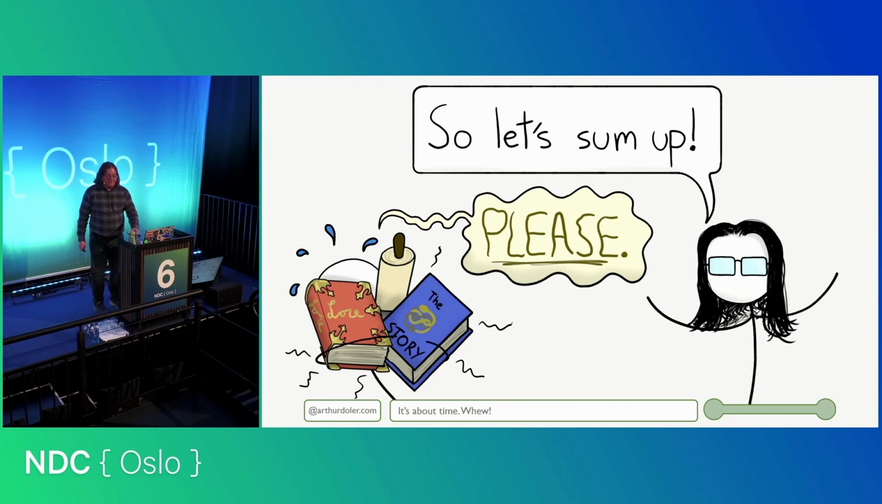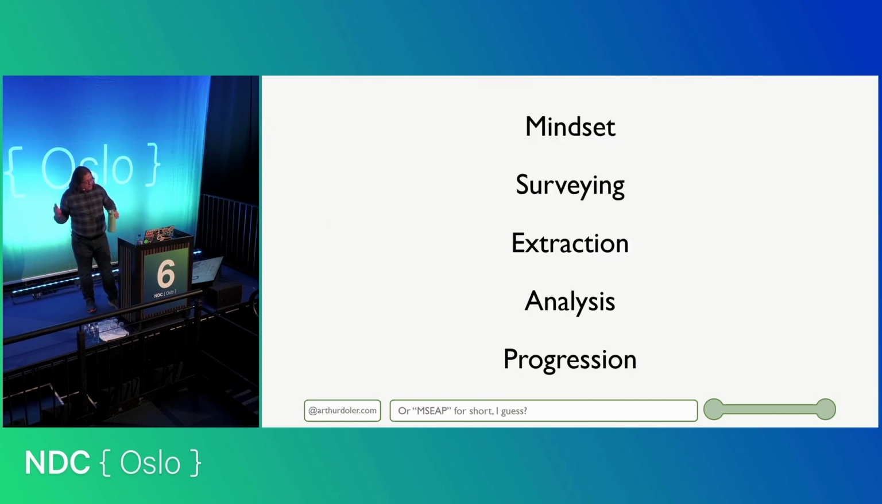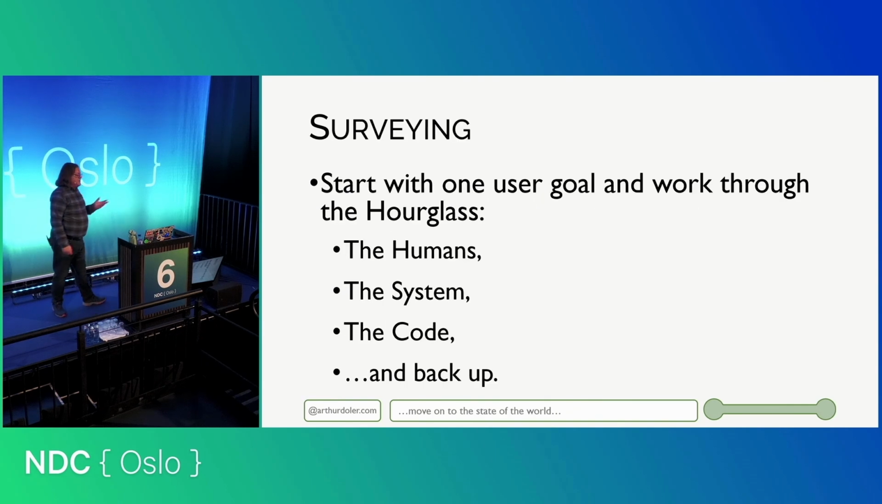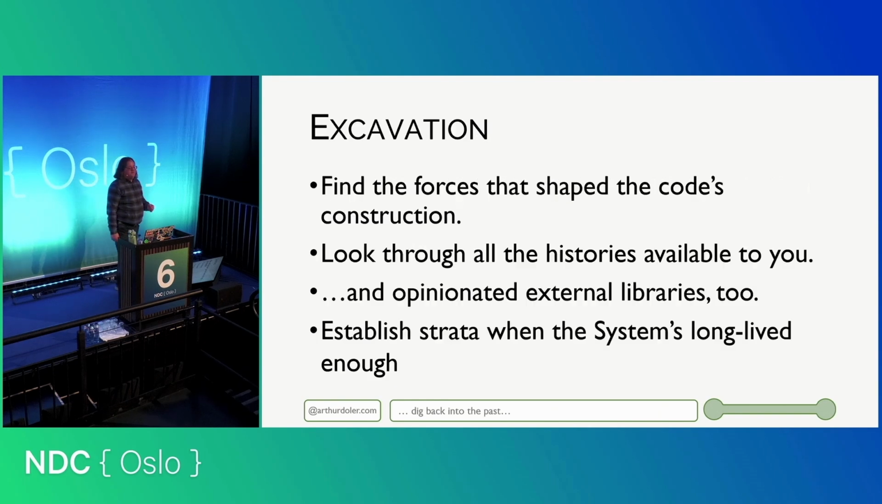So let's sum up. These were the phases: the mindset, surveying, extracting, analysis, and progression. For mindset, remember, start closer to Chesterton's fence than to the monkey fence. Build your curiosity daily and practice empathy toward those who wrote that code. For surveying, start with one user goal and work your way through the hourglass: the systems, the human, the code, and then back up. For excavation, find the forces that shape that code's creation and look through all of the histories available to you, and opinionated external libraries as well. Establish strata when the system has actually lived long enough to have them.